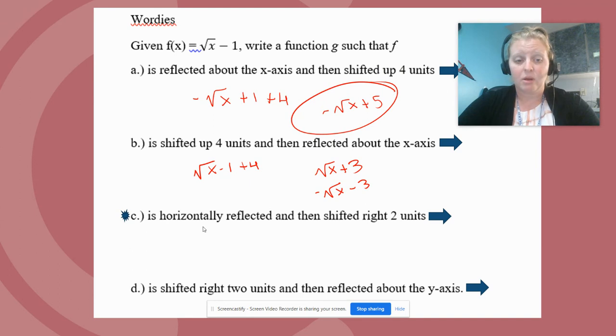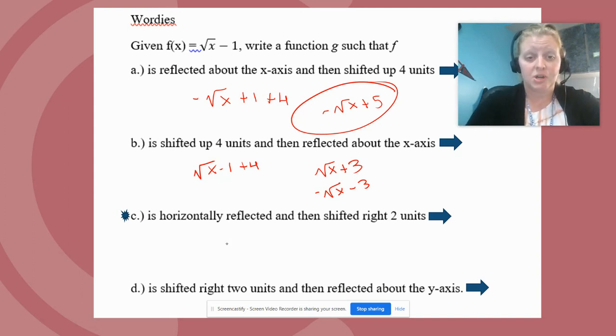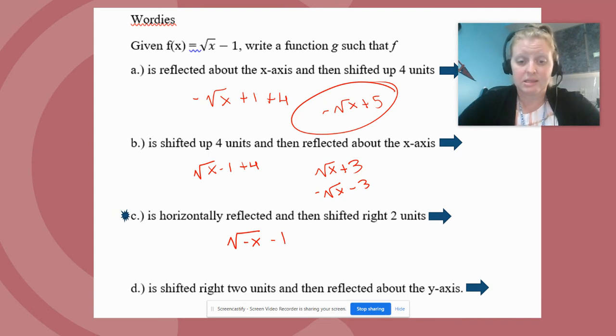Letter C, that one's really tricky. So the first thing we're going to do is horizontally reflect this. So left to right, that just means you change your x into negative x. So I will have the square root of negative x. I do not change my y-intercept, so that's still going to stay the same. Here's where you've got to be careful.